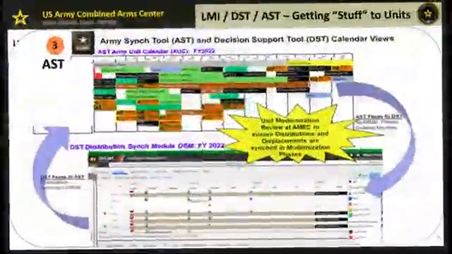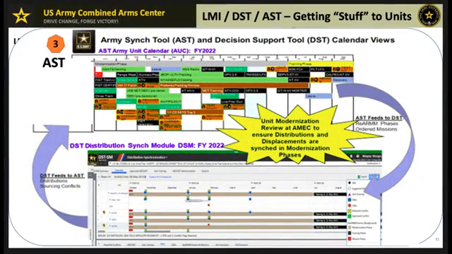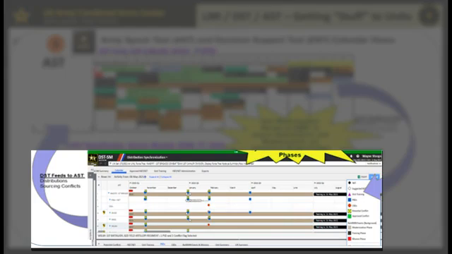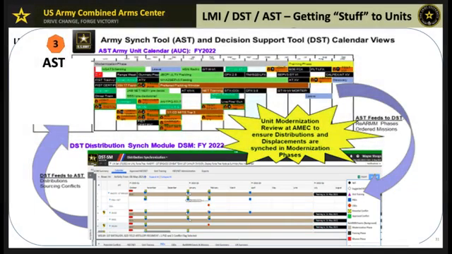The Army Synchronization Tool also plays a role in managing equipment distribution and synchronization across the Army. The AST provides a comprehensive view of unit calendars showing when equipment will be distributed and displaced. It helps to ensure that distributions are aligned within the ReARMM phases and other modernization timelines. The tool also integrates with the Decision Support Tool, DST, to visualize synchronization efforts. This coordination ensures that units have visibility on when equipment will arrive or be turned in, improving planning for both short-term and long-term readiness needs.